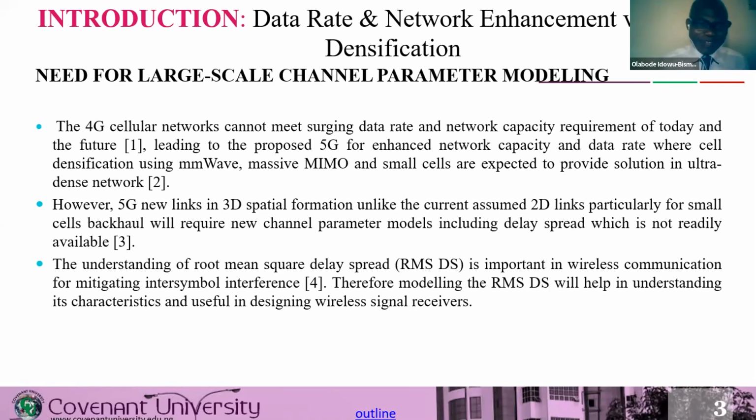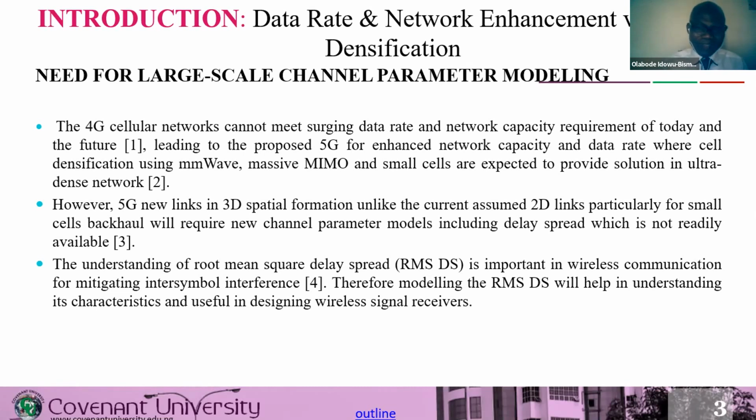Thank you very much. So I was saying that because of the 5G new links, which are in 3D spatial formation, this is unlike the current 2D links where all UE are assumed to be in the 2D plane. In 5G, we are going to have devices in 3D spatial formation, and there are going to be different kinds of links, including device-to-device links and all that. These are not available in the current LTE cellular network. Because of this, it is necessary for us to have new channel parameter models that will be able to handle these upcoming 3D links in 5G networks.